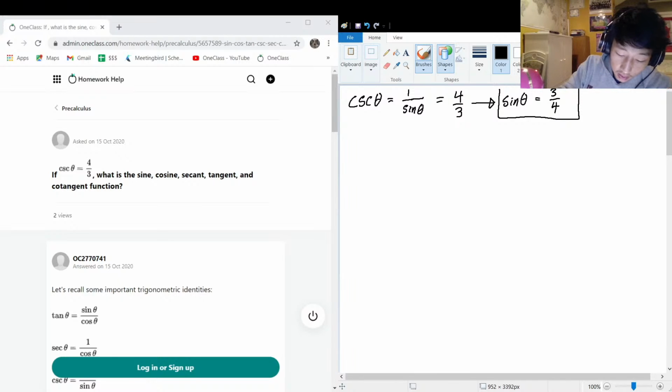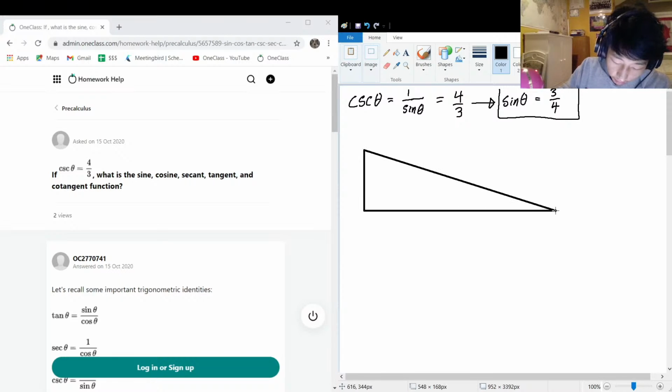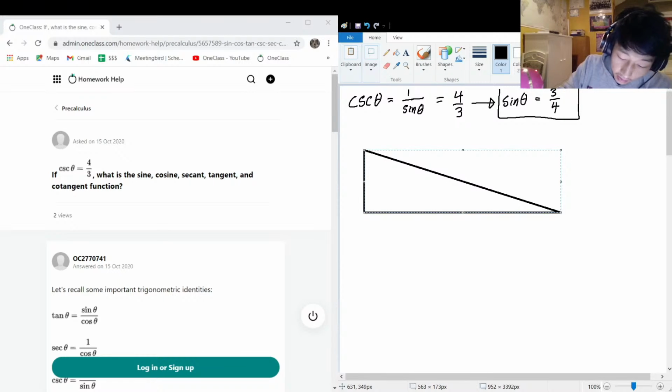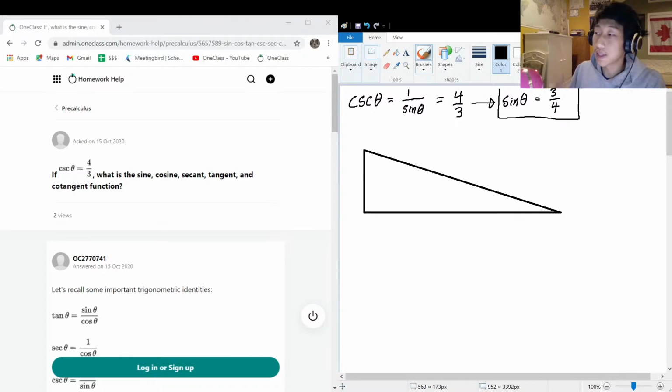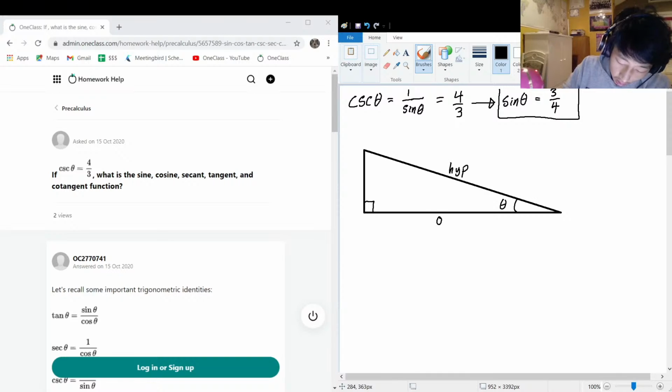Now let's draw out a right angle triangle, maybe something like this. We can use this to help us get some clues on what we have so far. How can we proceed? If here we have our theta, we have 90 degrees here. Here we have our hypotenuse, our adjacent, and our opposite.